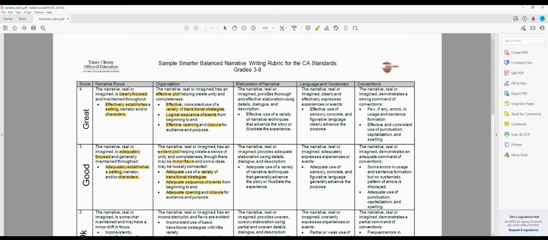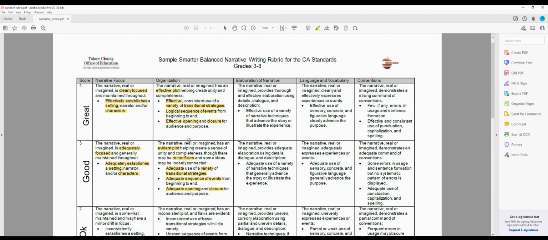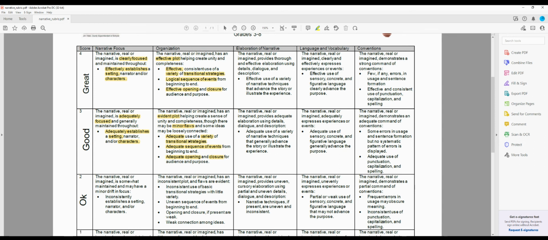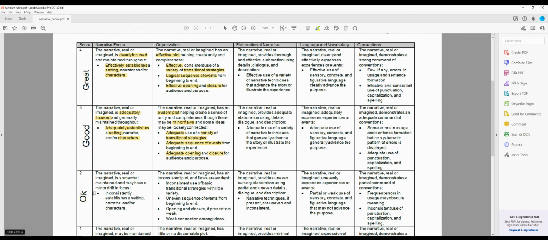I want to bring in the 2 paper before I get any further, because like I said, many students start with a 2 paper with their rough draft. So let's go back to that focus and see how that's different from effective or adequate. The narrative, real or imagined, is somewhat maintained and may have a minor drift in focus. Inconsistently establishes a setting and or character. So it has it, but it's just not consistent.